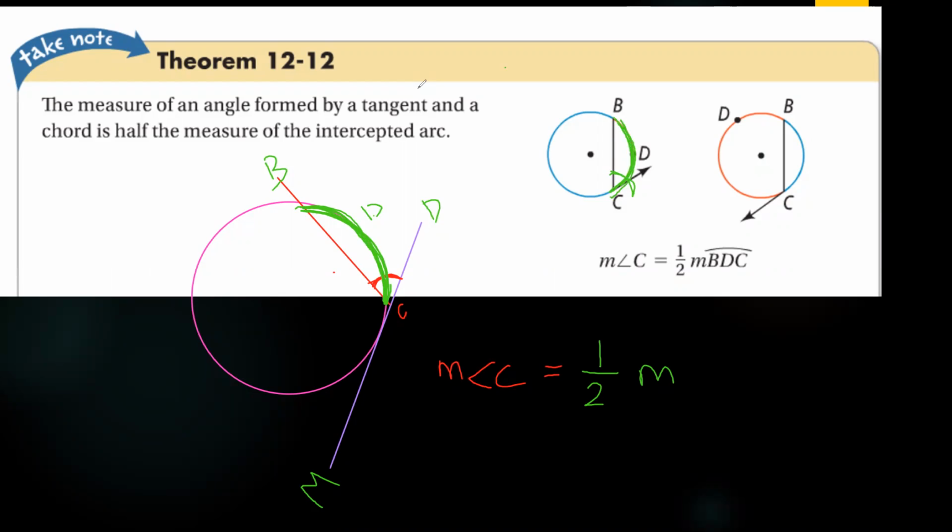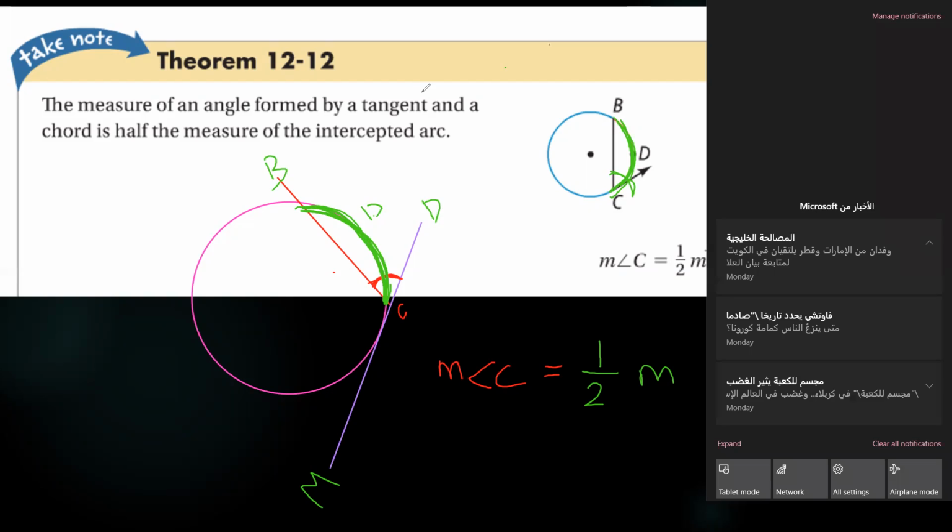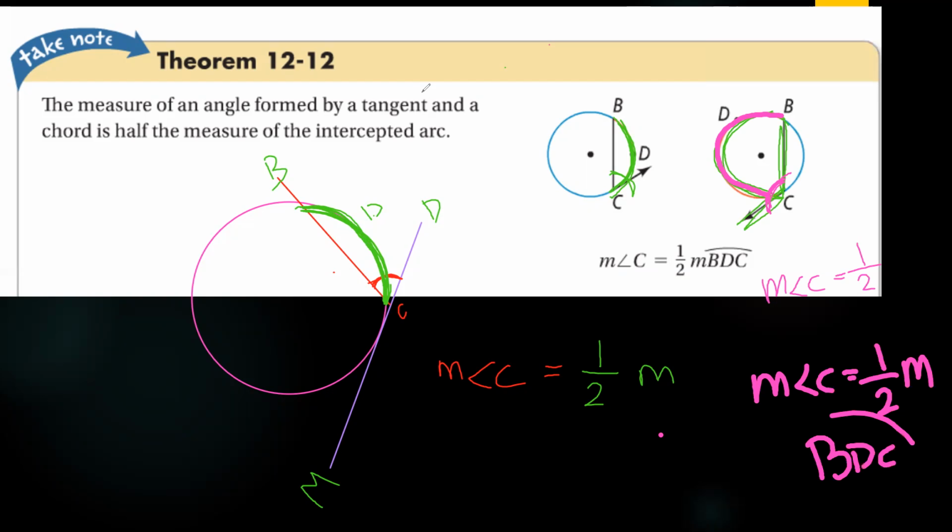How do you know it? We said that if this is an angle C, where is its arc? This is its arc. So because of that, the measure of this angle is half the measure of its intercepted arc. Where's the intercepted arc? It will be this one, BDC. So the measure of angle C here is half the measure of the arc BDC.